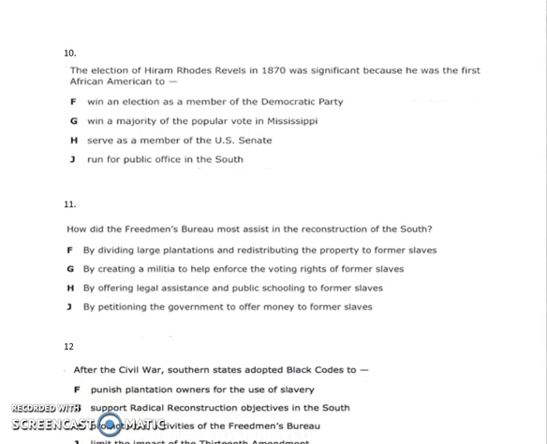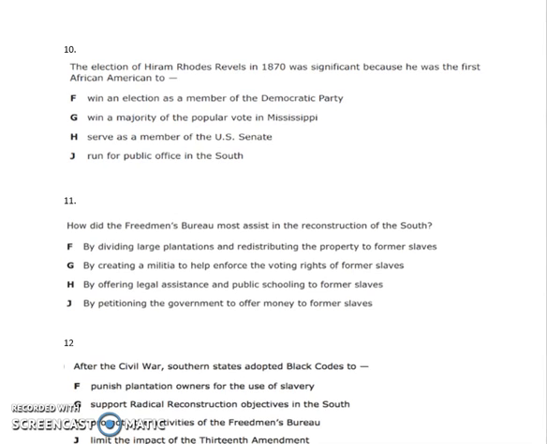Number 10. The election of Hiram Rhodes Revels in 1870 was significant because he was the first African American to F. Win an election as a member of the Democratic Party, G. Win a majority of the popular vote in Mississippi, H. Serve as a member of the U.S. Senate, or J. Run for public office in the South.